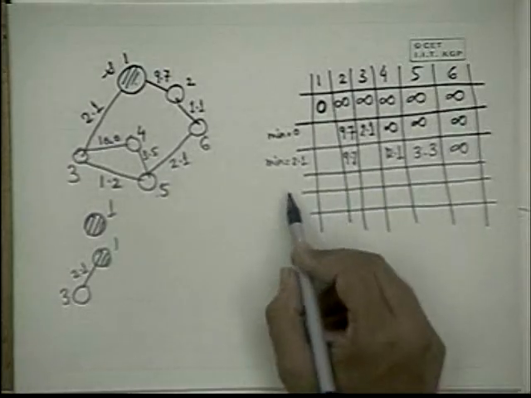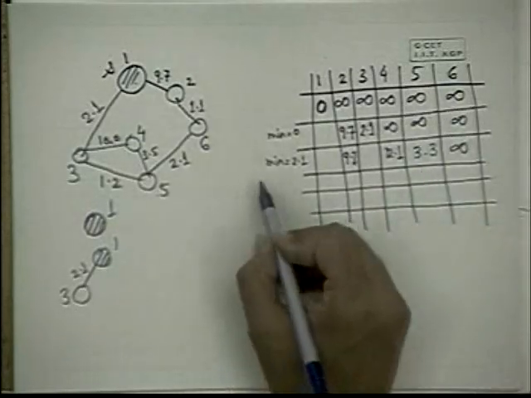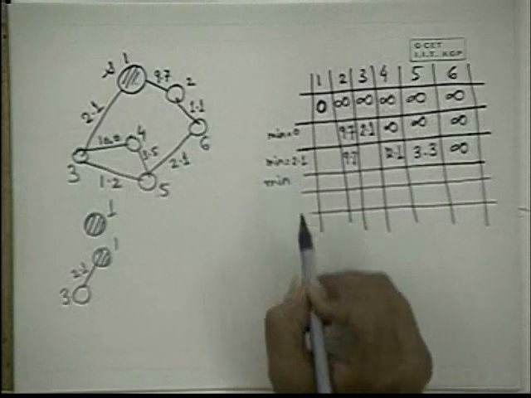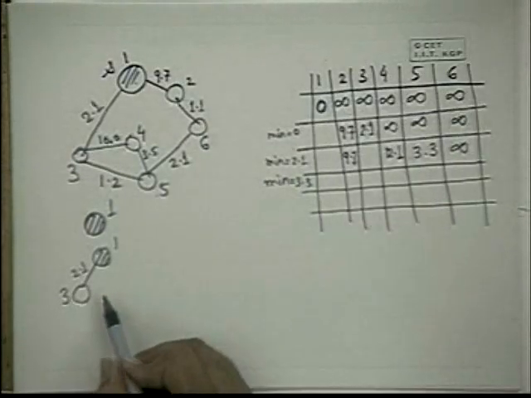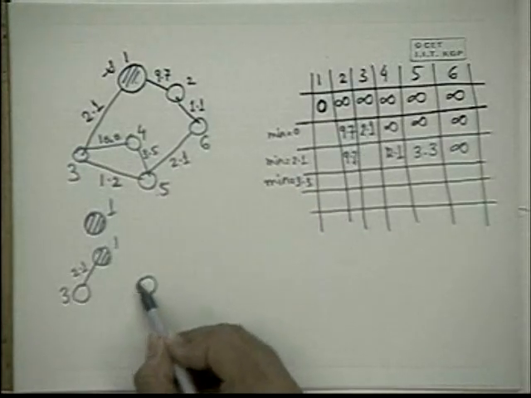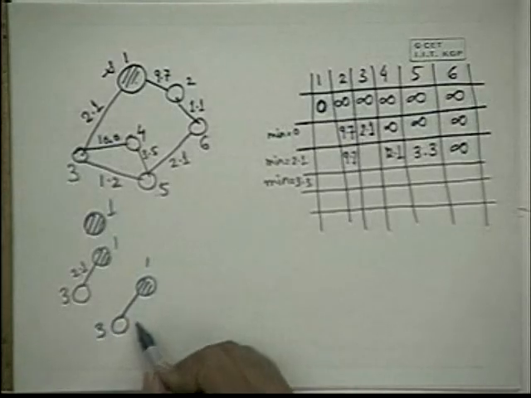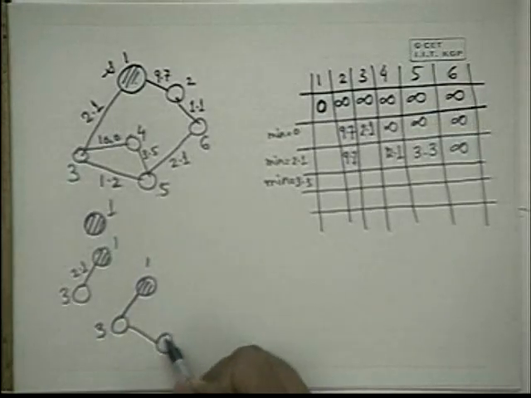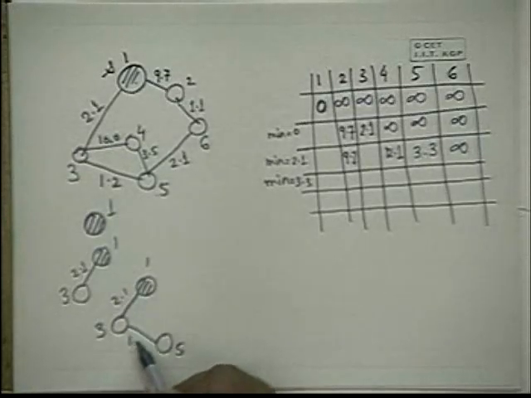Among this one, the next minimum will be node 5. So the minimum will be 3.3, and 5 will be extracted. So how does this tree look now? The next step: this is 1, this is 3, and from 3 we will get 5. So this is 2.1, this will be 1.2.